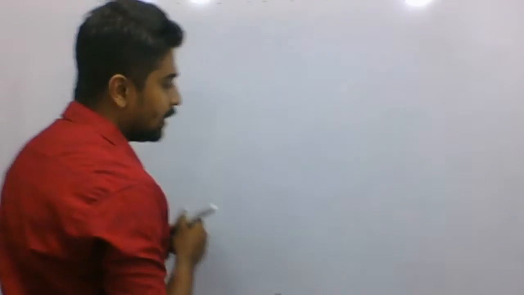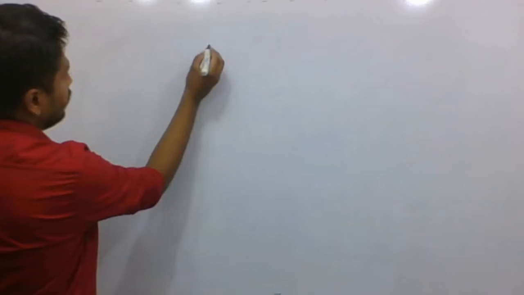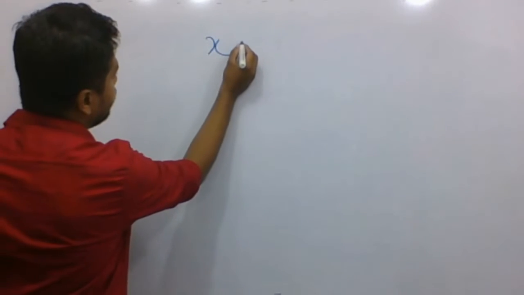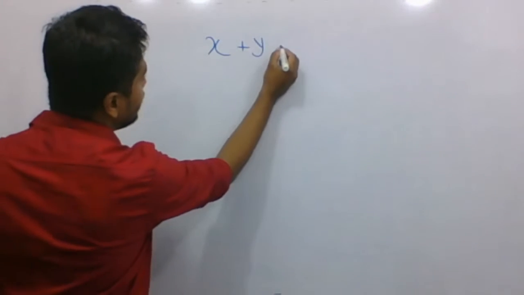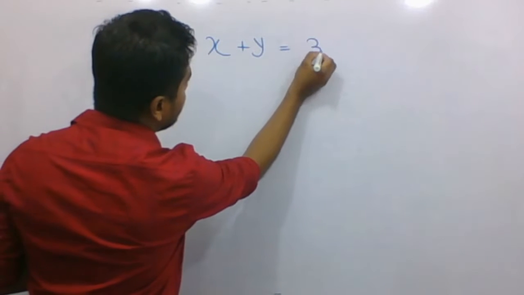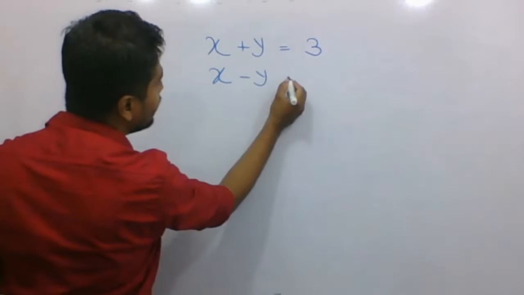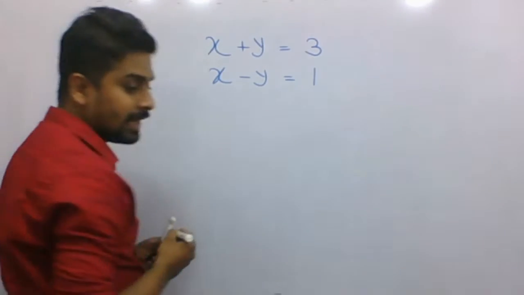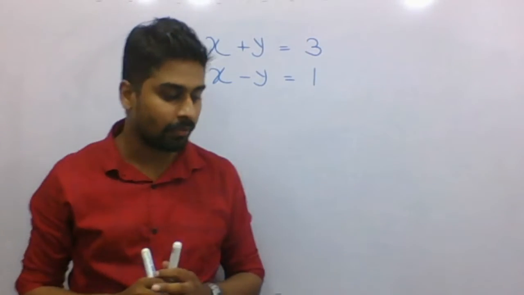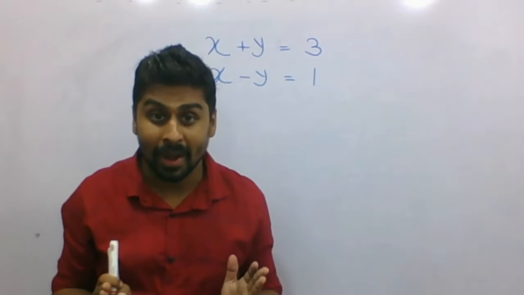Look at this one. Here, x plus y equals 3. Then after that, x minus y equals 1, right? Very easy question: x plus y equals 3 and x minus y equals 1.